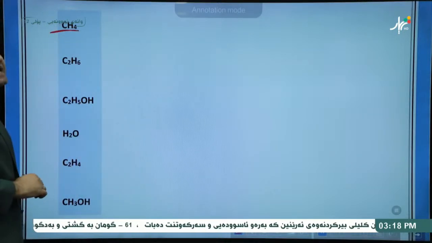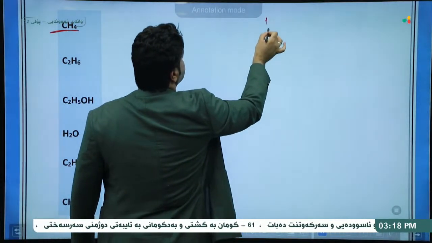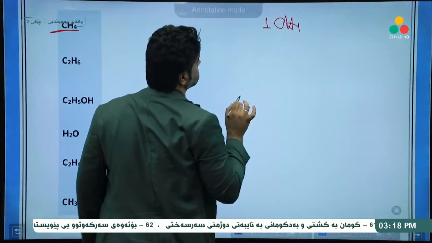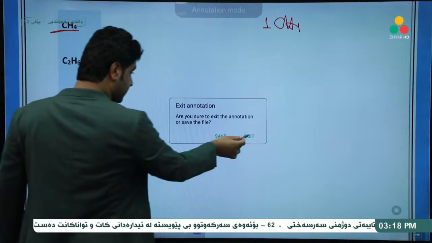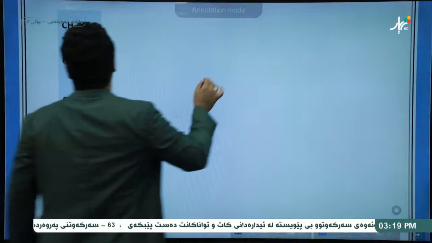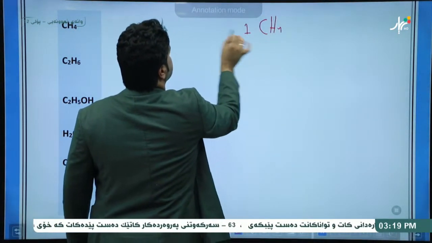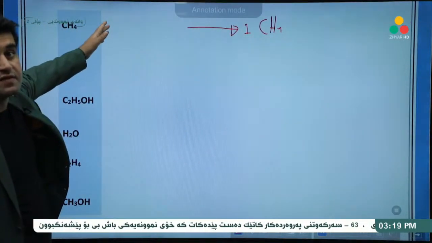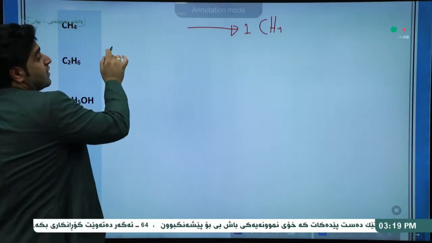Enthalpy of formation says that 1 mole of the compound is in the product. So 1 mole of CH4. Well, we have to write 1 mole of CH4 in the product. Why? Because the question says write the enthalpy of formation reaction. Write the formation reaction. Okay.